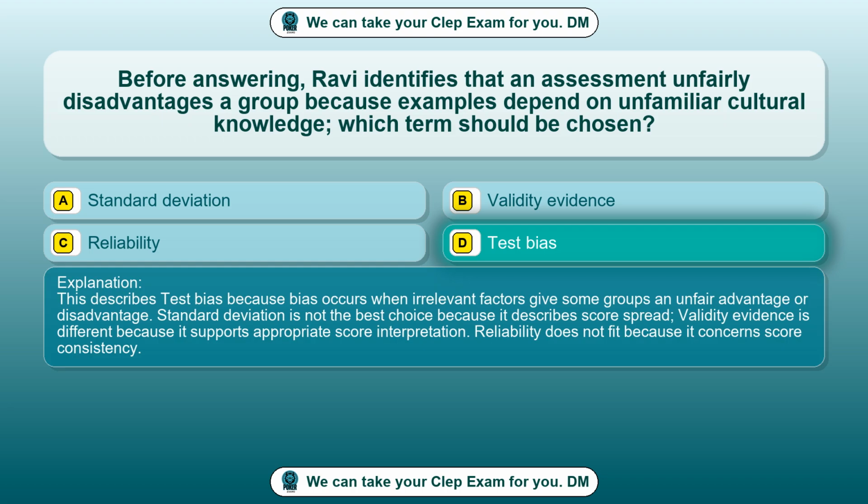This describes test bias because bias occurs when irrelevant factors give some groups an unfair advantage or disadvantage. Standard deviation is not the best choice because it describes score spread. Validity evidence is different because it supports appropriate score interpretation. Reliability does not fit because it concerns score consistency.